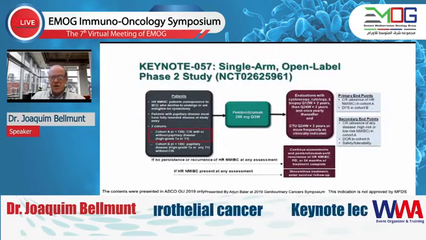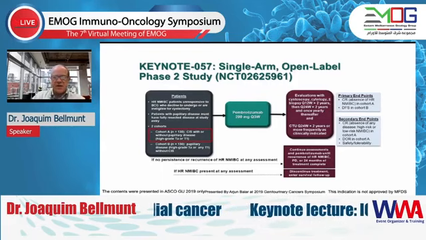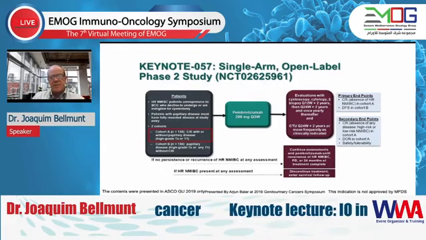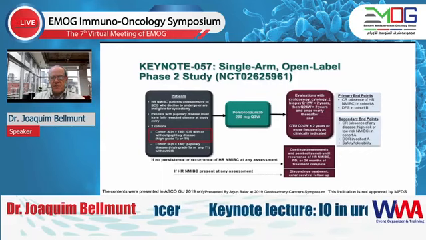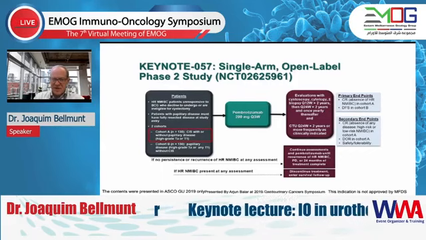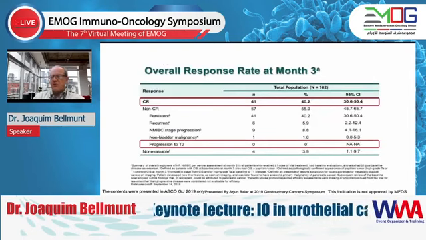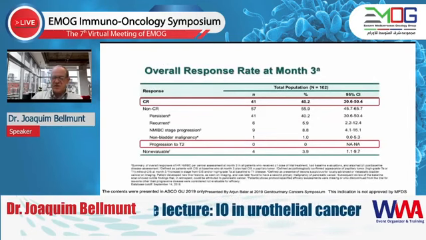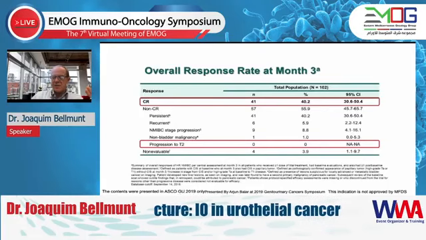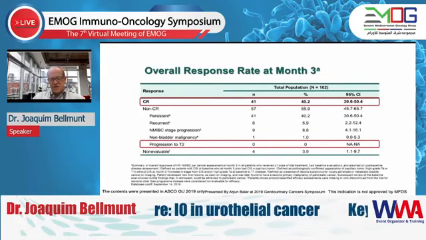So moving to the earlier space, the non-muscle invasive space. You know already the results in patients failing BCG, having CIS, where pembrolizumab is approved in the US, and in several other countries, with 40% responses at 3 months in patients who have failed BCG, having high-grade non-muscle invasive disease with CIS.